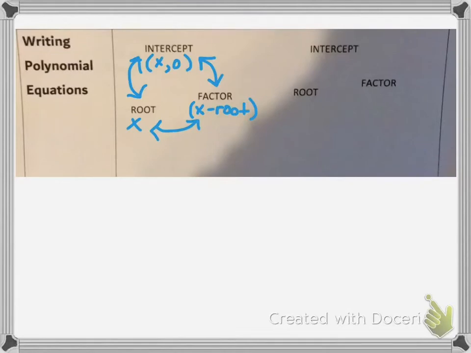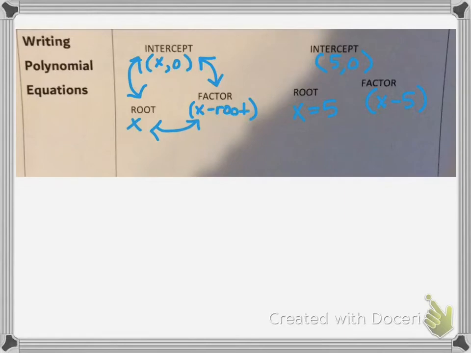Now let's do one with a number so that we kind of have a better idea here. So let's say we are given that a root is x equals 5. Well, what's the x-intercept then? 5 comma 0. What's the factor? x minus 5, because it's opposite. These all relate. So it just depends on what you are given first in a problem.